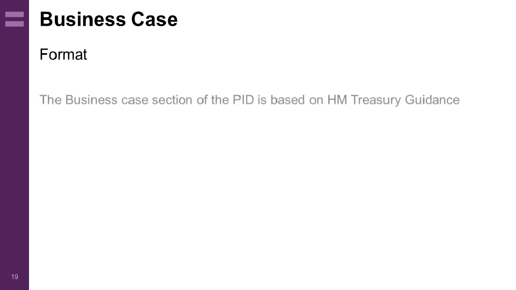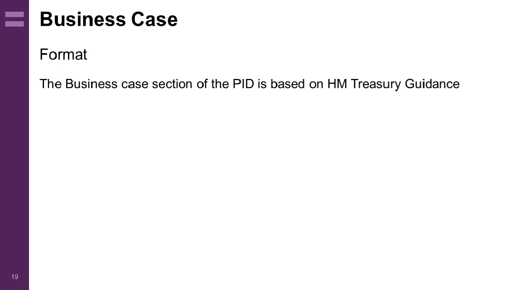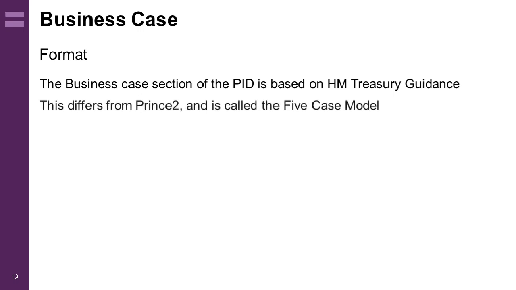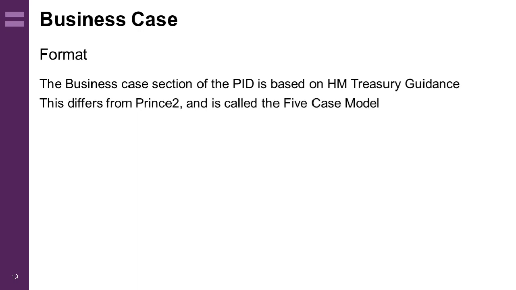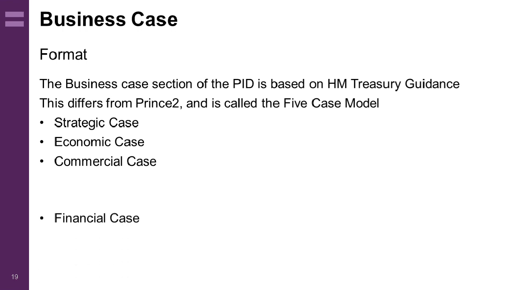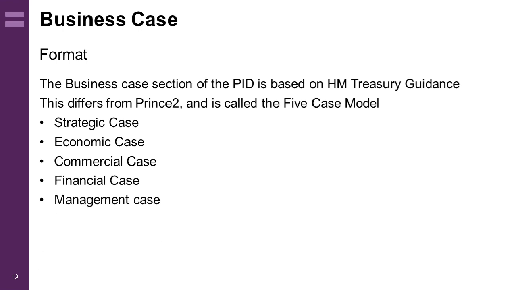So, as I said earlier, HM Treasury published best practice guidance on investment for public bodies to follow in a document called the Green Book. This has a section in it on business cases and recommends the 5-case model. In this model, you set out the 5 cases for change, which I'll describe in more detail on the following slides. They are the strategic case, the economic case, the commercial case, the financial case, and the management case.